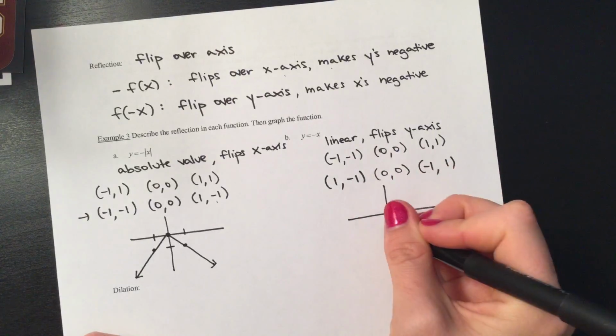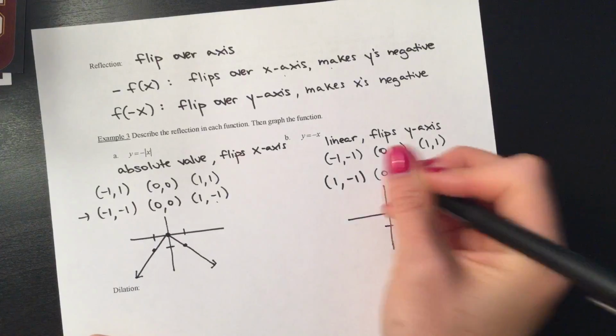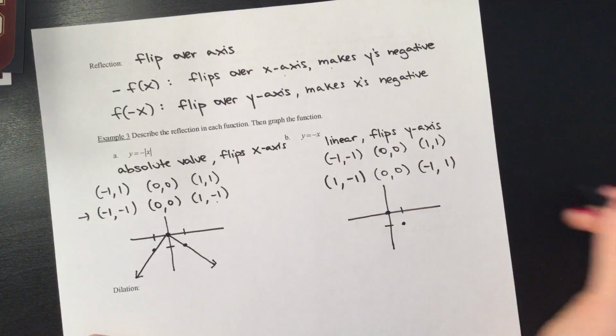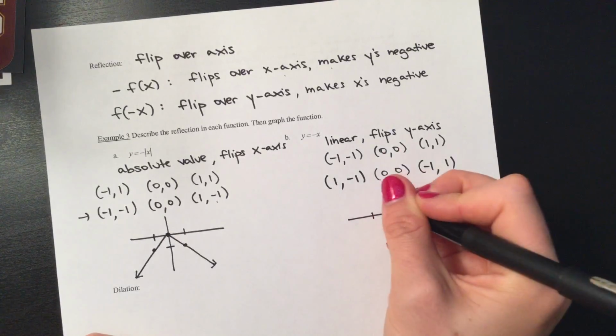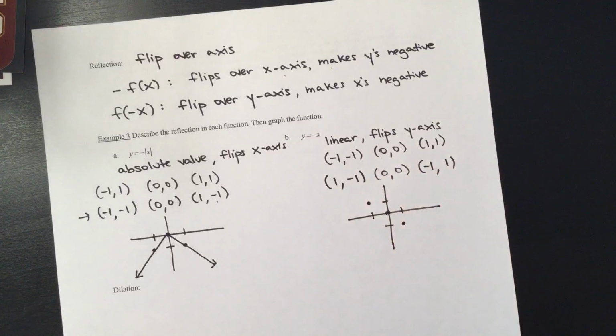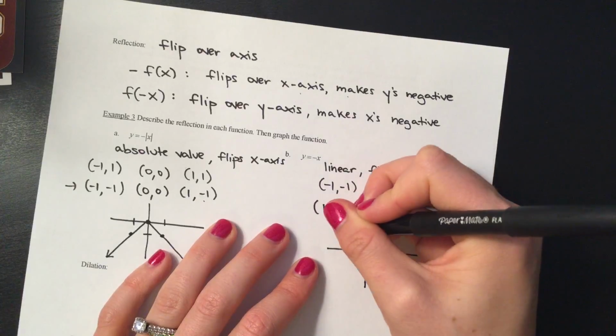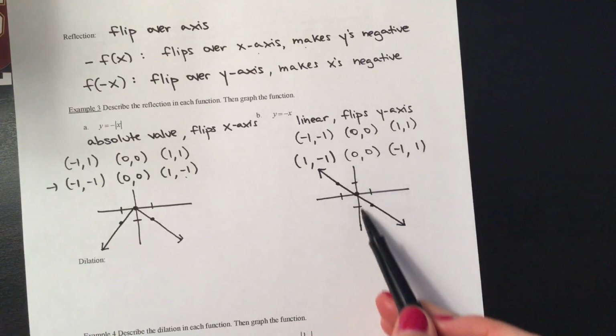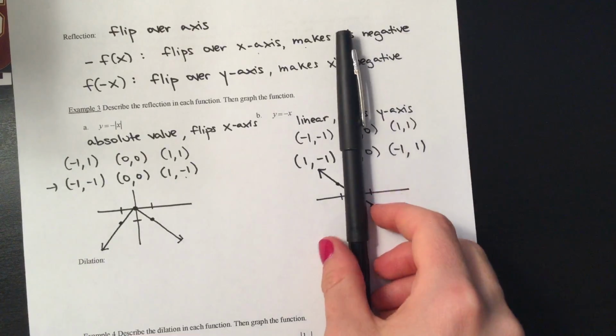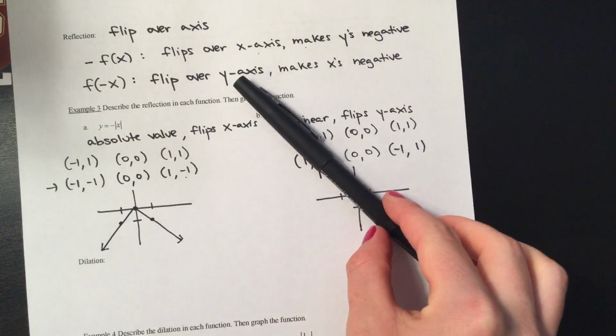First point is 1, -1. Next point is still 0, 0. And the third point is -1, 1. Okay, connect these. Remember, linear is just a diagonal straight line. So you can see it got flipped over the y-axis. Okay, so that's this axis right here. So it used to be like this, but it flipped over the y-axis.